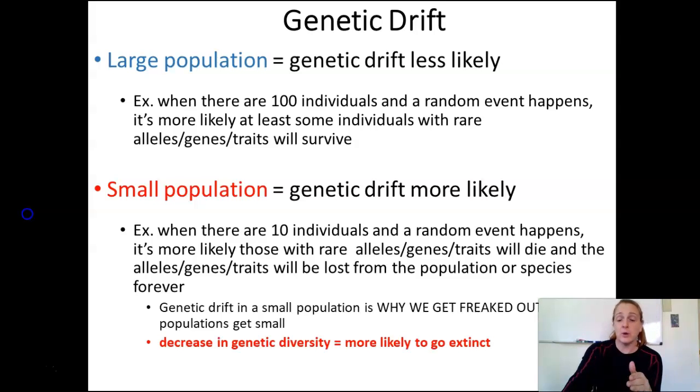So this is why when populations get really small, we start to freak out as scientists, because any disturbance, any disease that could go through a population, any random event that could happen is more likely to take out the individual with the rare genes, and we don't know what every species needs to survive. We don't know if they maybe have that magic gene that allows them to survive as the environment changes. So we get small populations, a decrease in genetic diversity, and the species is more likely to go extinct.